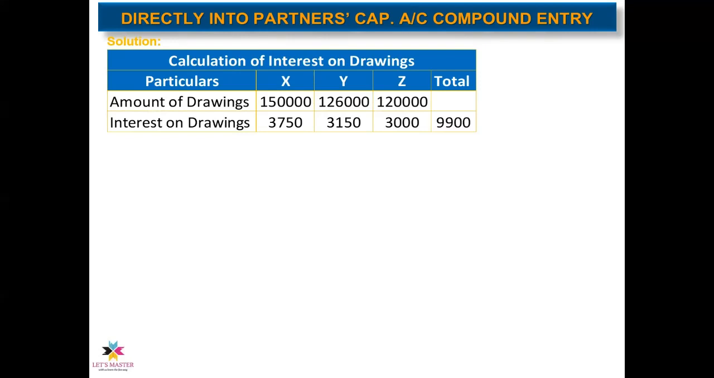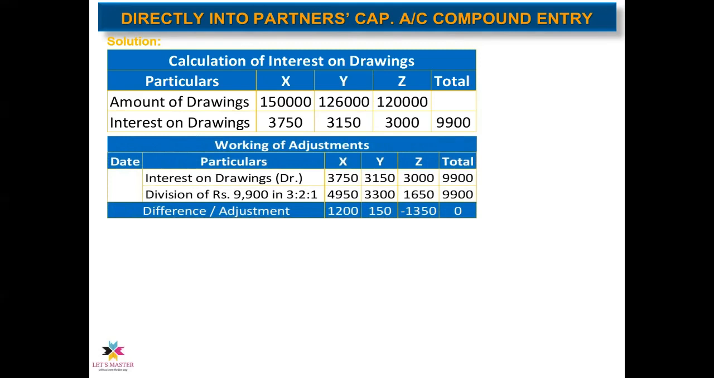So for X, it is 3,750. For Y, it is 3,150. And for Z, it is 3,000. So the total amount that the partnership firm was supposed to receive as interest on drawings was 9,900.